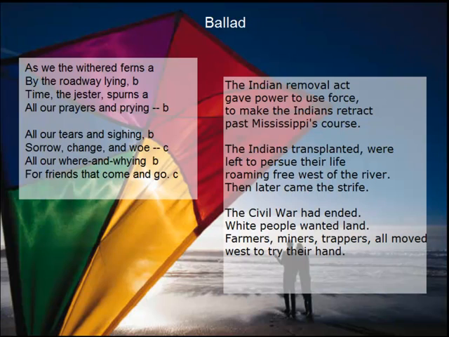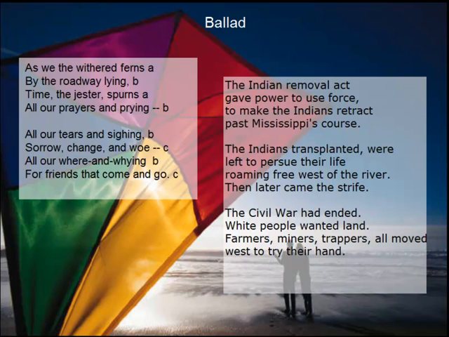As weathered ferns by the roadway line, time the jester spurns, all our prayers prying. So you can see the second and the fourth line rhyme, and they follow that specific measurement that we discussed. All our tears sighing, sorrow, change, and woe, all our wear and wine for friends that come and go. So that's BCBC.